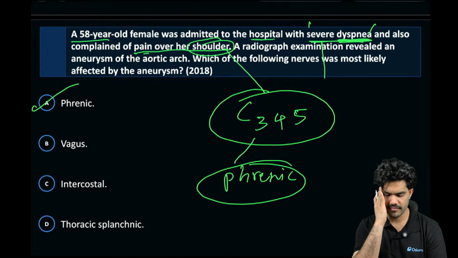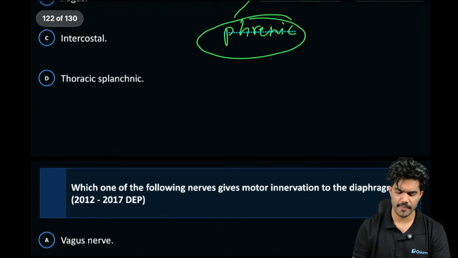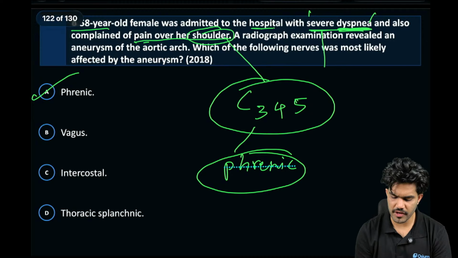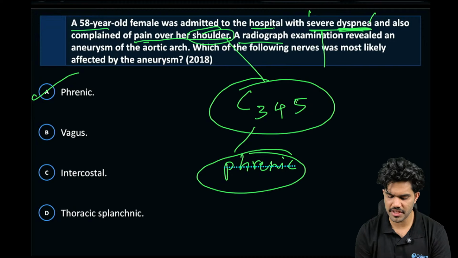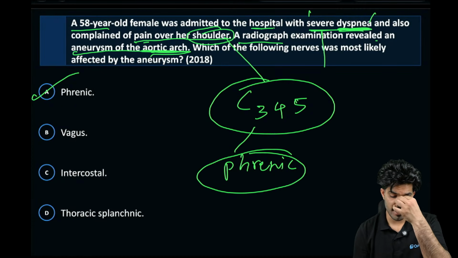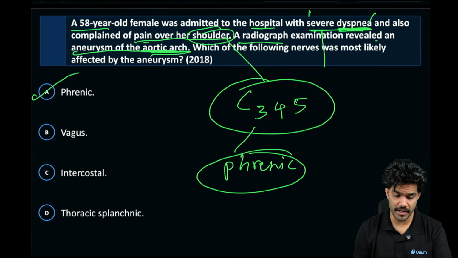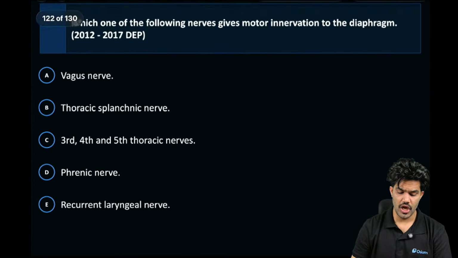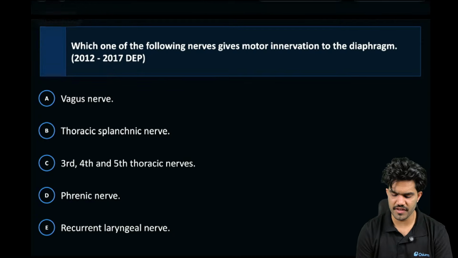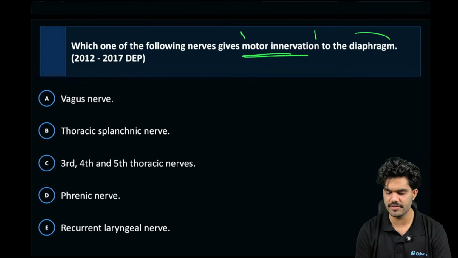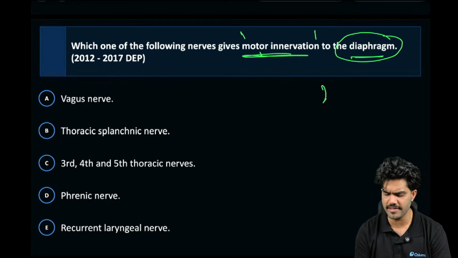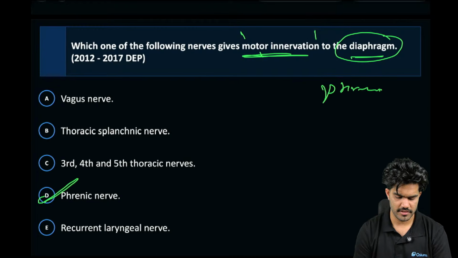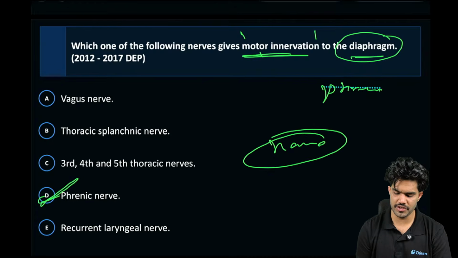Think. Okay. You can read every question. A radiograph examination revealed an aneurysm of the aortic arch. Which of the following nerves was most likely affected? It will be the phrenic nerve. Now, which of the following nerves gives motor innervation to the diaphragm? Just think about the diaphragm. Motor means phrenic. Easiest question by the name itself. By the name itself, we should know the answer.